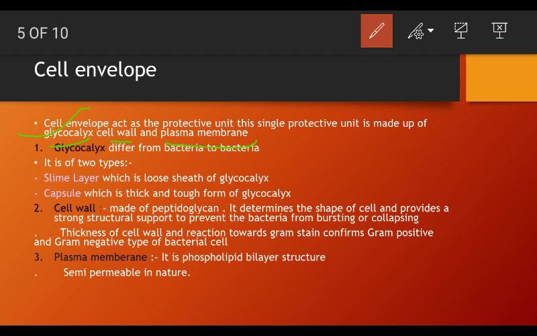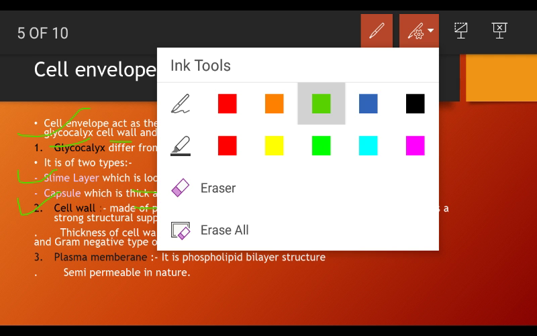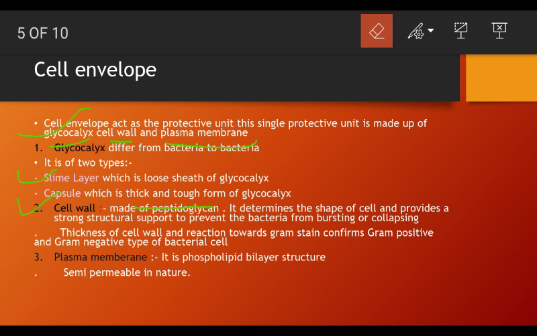Glycocalyx differs from bacteria to bacteria, and it is of two types. It could be in the form of a slimy layer, or it could be in the form of a capsule. If it is a slimy layer, it is a loose sheath of glycocalyx, right? When the glycocalyx, the outermost layer of the bacterial cell, is present in a loose form, it is a slime layer. But when it is in a thick, tough form, it is the capsule, right? The moment it is in loose form, it is only a slime layer.